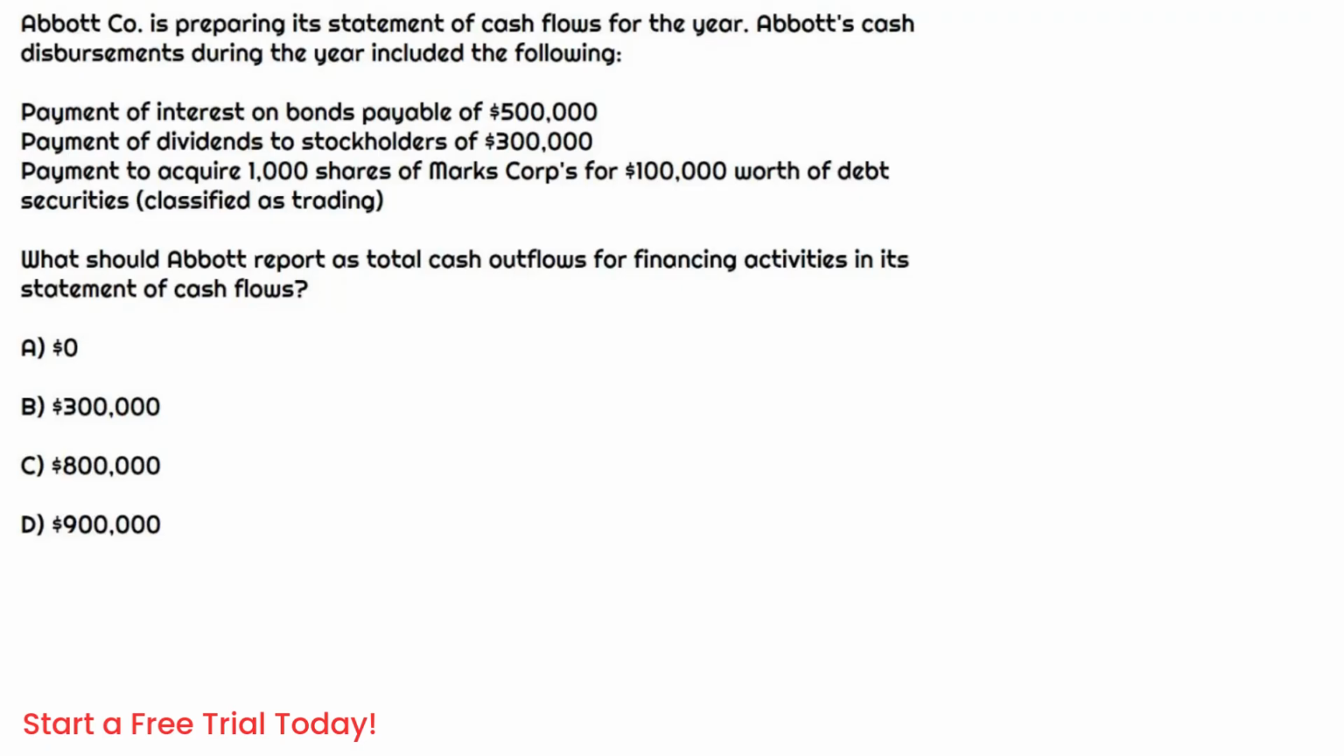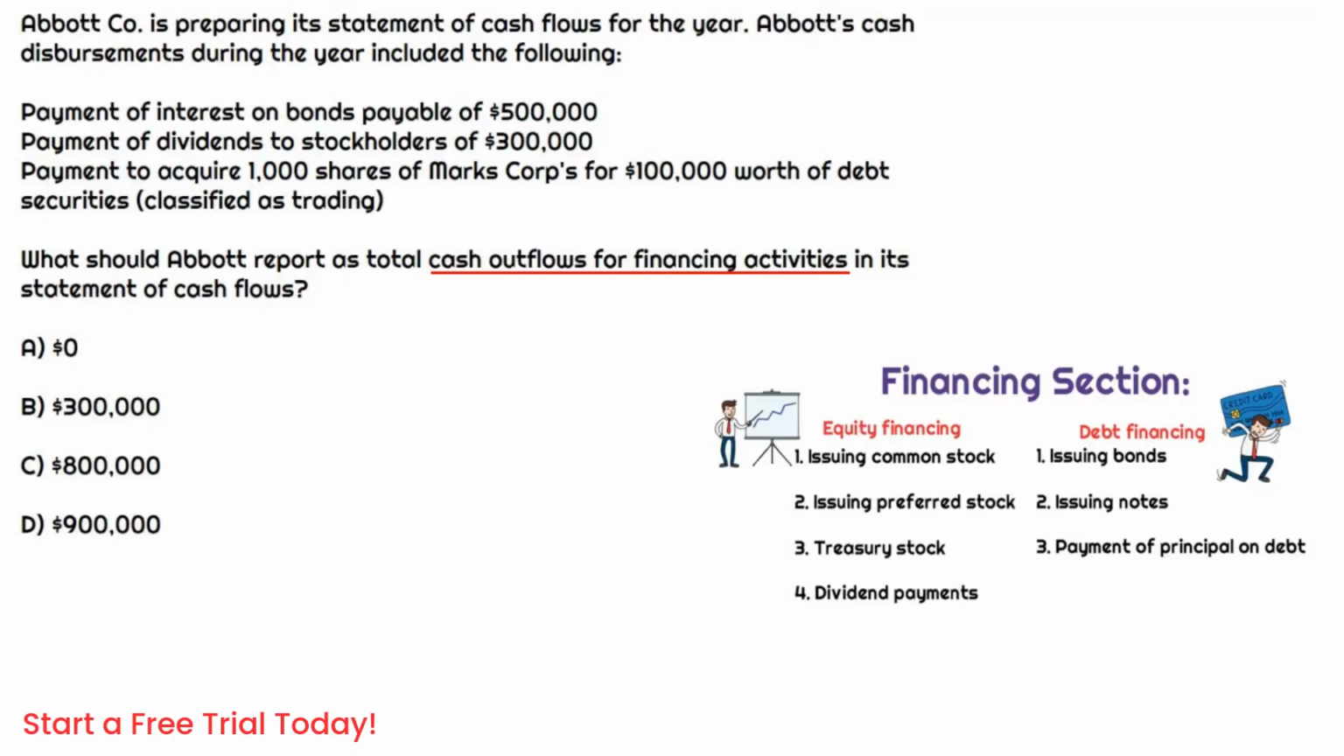So we've got Abbott Company, and they are preparing their statement of cash flows for the year. Now in this question, we only need to figure out what they should report as cash outflows for the financing activities section of their statement of cash flows. So let's bring up our little visual on the financing section that we'll use to guide us through this question. So we'll go through each of these three items, classify them to either the financing section or another section, and then figure out what the total amount for the financing section would be.